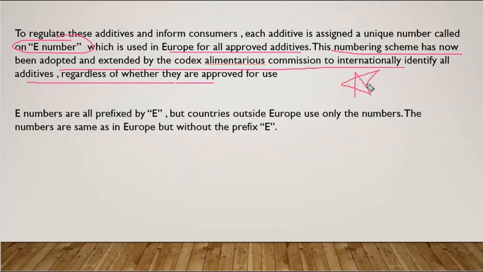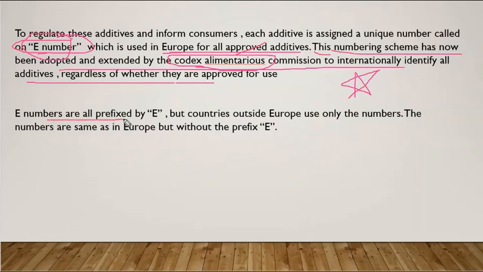Please remember this. E number was used in Europe for approved additives. Since this was very successful and eye-catching for everyone, I have discussed Codex Alimentarius in my previous classes. Codex Alimentarius decided, why can't we use this E number worldwide, so that there will be a uniform system throughout the world for food additives. So they adopted this system.